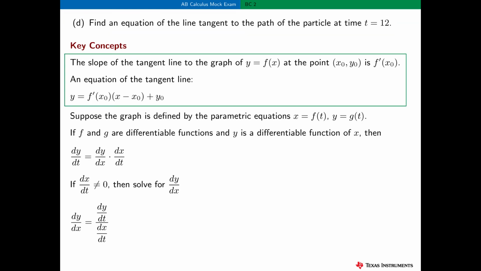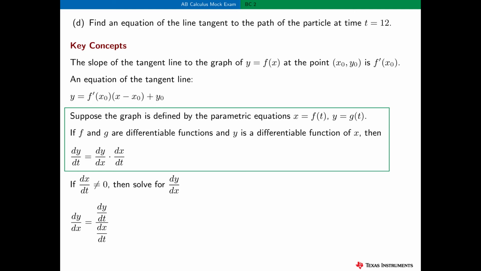Finding an equation of a tangent line is a pretty straightforward problem. Your AP Calculus students solve this problem in many contexts, starting early in the course. Consider the graph of y equal f of x at the point x sub 0, y sub 0. The slope of the tangent line at this point is f prime of x sub 0. And here's an equation of the tangent line.